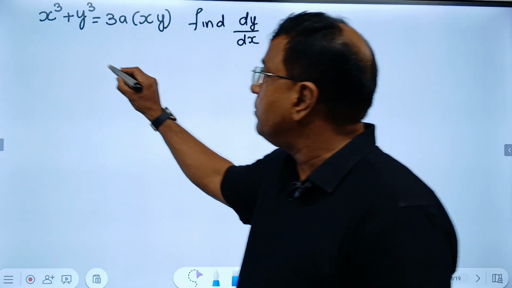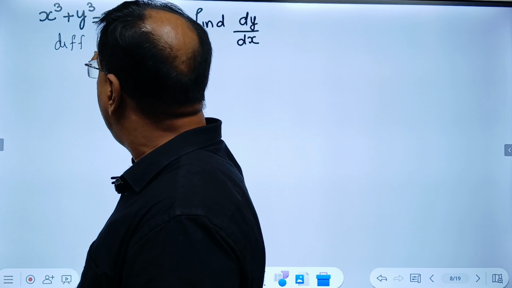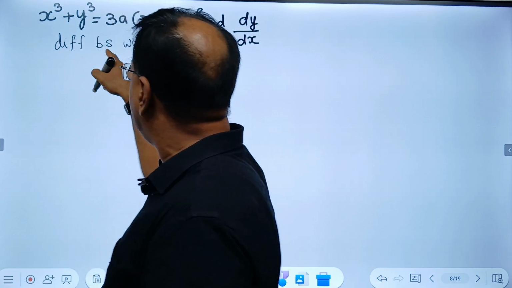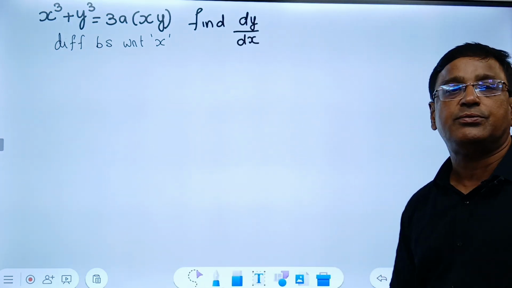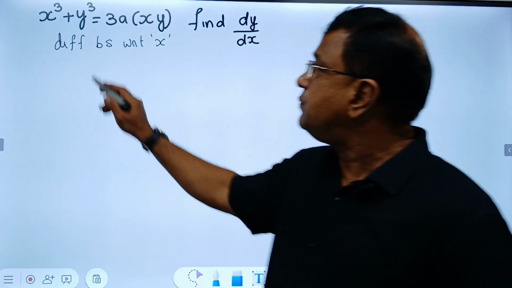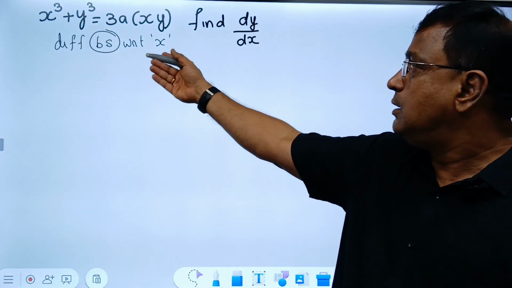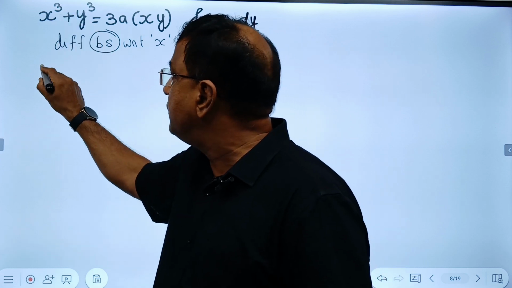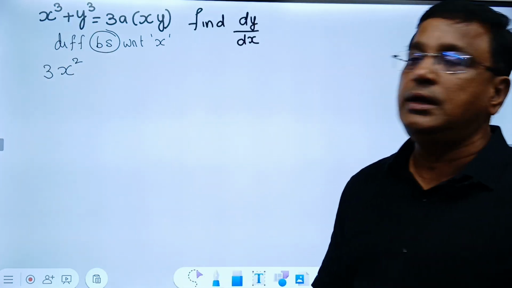Now what I am going to do, I am going to differentiate. How do I differentiate? I say differentiate both sides with respect to x. Here I am writing BS, which stands for both sides. Please don't use these notations in the exam. I am lazy, so I just write it. What is differentiation of x cube? It is 3x square.